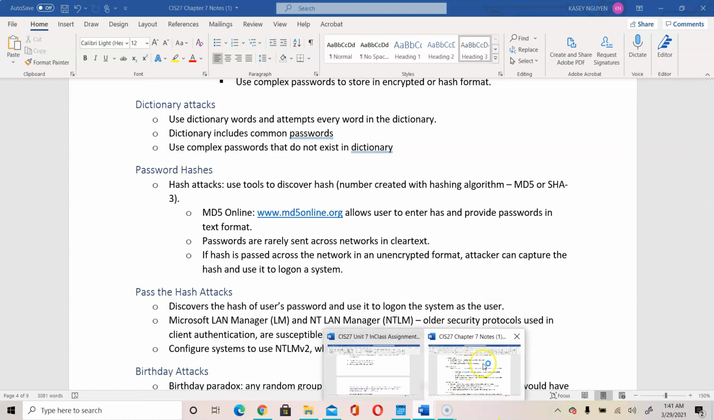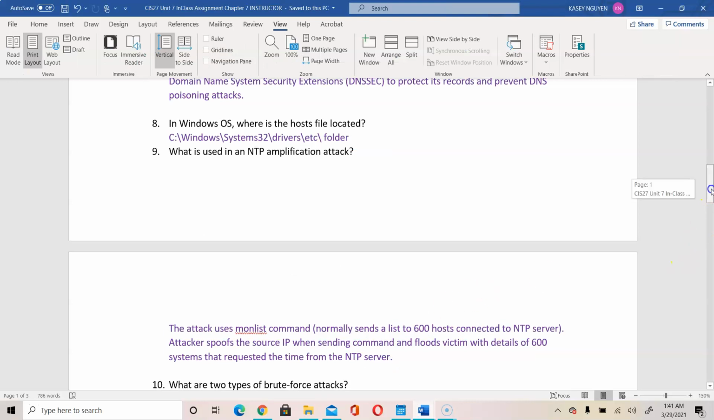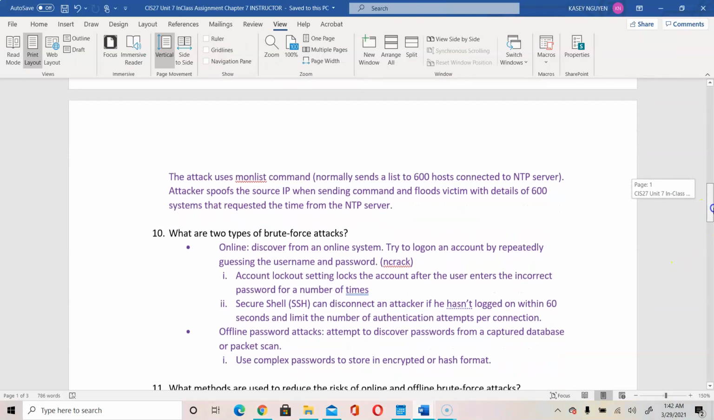Okay. So for the next question, we would go to answer number 10. What are two types of brute force attack? Online and offline. Online is used to discover passwords on a connected system. It says online system, which doesn't necessarily mean that it's on the internet, but it's a connected system. And they would try to log on to an account by repeatedly guessing the username and password.